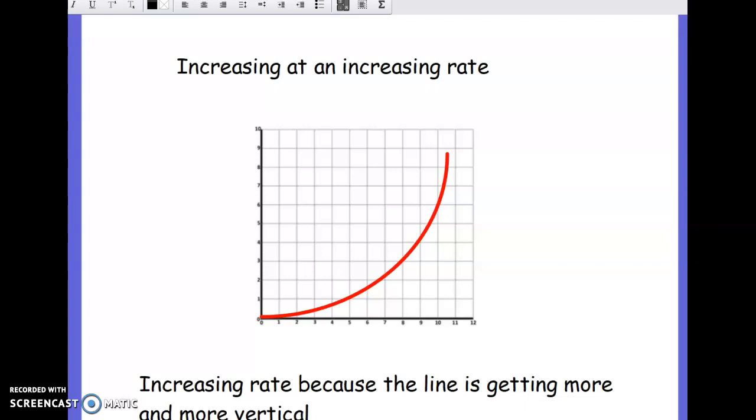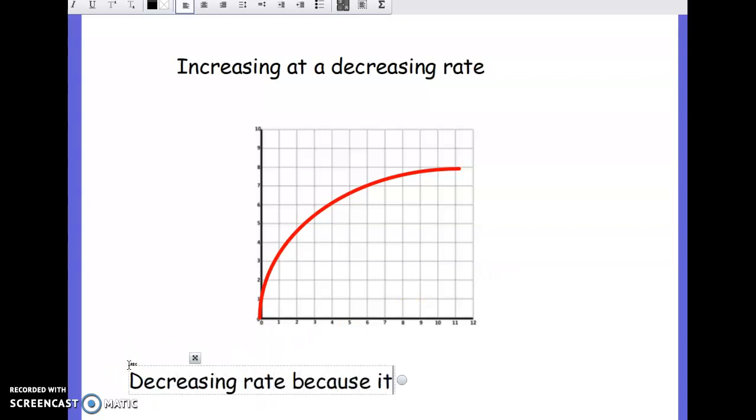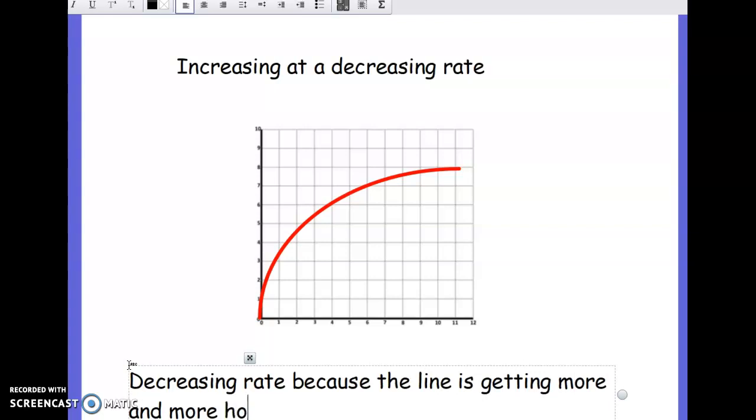Take a look at this next slide. This one's increasing at a decreasing rate, and you know that it's increasing because it's still going up from left to right. However, it starts off pretty steep, and then as time goes by, it gets less and less steep, right? So again, if you wanted to put a note for yourself here, it's a decreasing rate because the line is getting more and more horizontal.